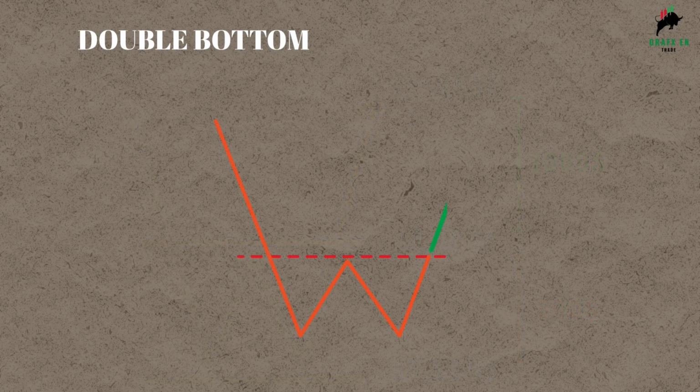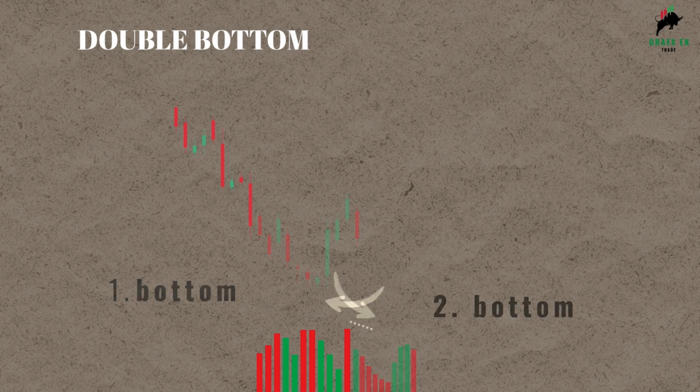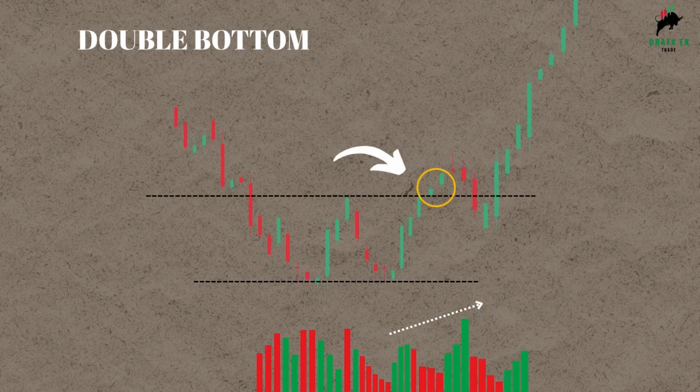Stop loss in double bottoms is usually placed just below the second bottom. If that level breaks, the pattern is invalidated. The role of volume is a critical factor. In the double bottom, the first dip comes with high volume due to strong selling pressure. On the second dip, selling volume decreases while buying volume increases, signaling a shift. At the neckline breakout, volume should clearly rise, confirming the start of a new uptrend.